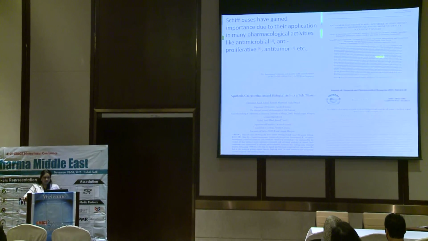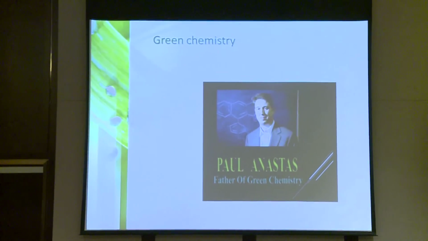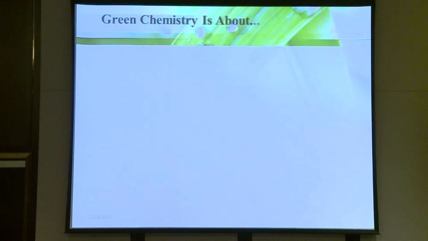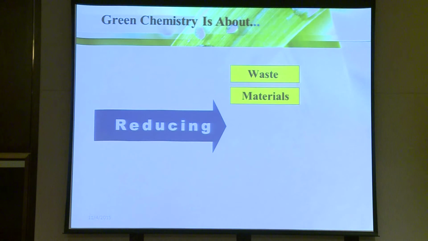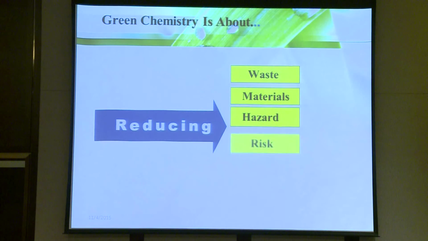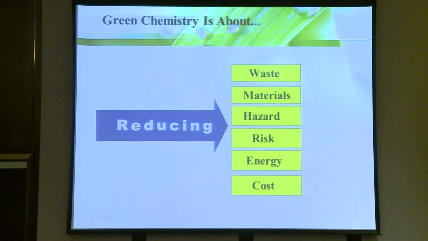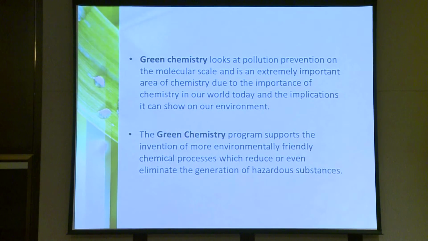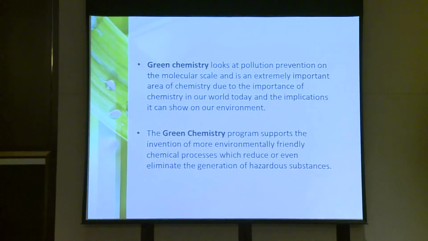Many literature sources are available. Coming to green chemistry, Paul Anastas is the father of green chemistry, and green chemistry is about reducing waste, reducing extra materials, reducing hazards, reducing risk, reducing energy, and reducing cost. These are the main concepts of why we focus on green chemistry. Green chemistry looks at pollution prevention. The main intention is to prevent pollution and also support chemical processes which are environmentally friendly.